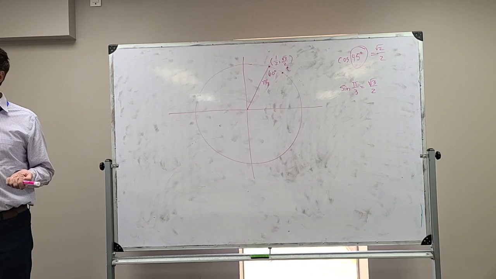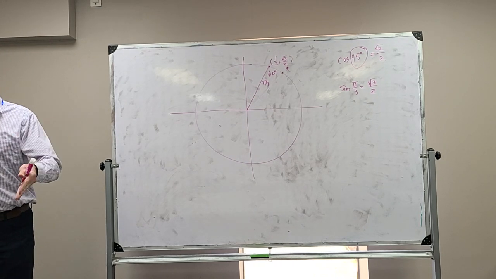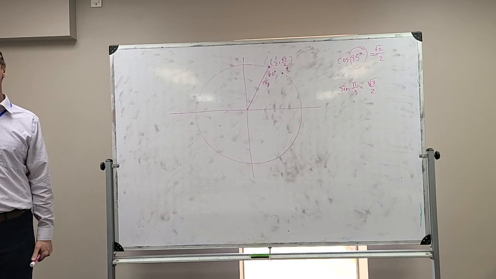Okay, I can see that. You guys see how easy that is? I mean, you didn't have to do any calculations. You just looked at the unit circle and said, that's the sine of pi over 3.